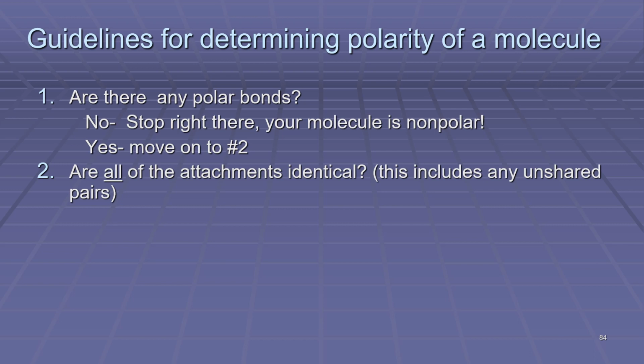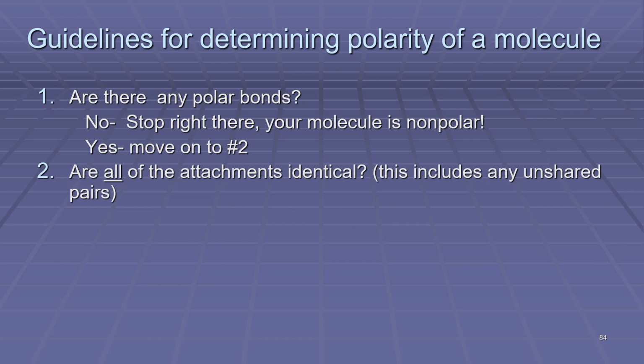The best way to answer is: if there are 4 domains, are all 4 of them identical? If there are 5 domains, are all 5 of them identical? If there are 2 domains, are they both identical, and so forth? Unshared pairs would not be identical to a bond. So in those last examples that we looked at, there were some bonds and some unshared pairs, so those would not be considered identical.